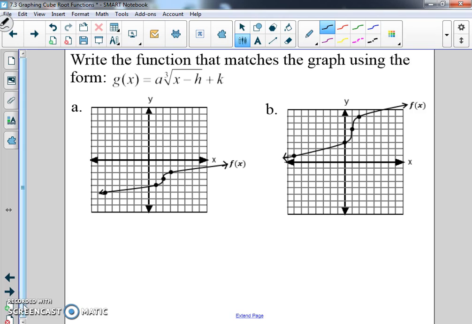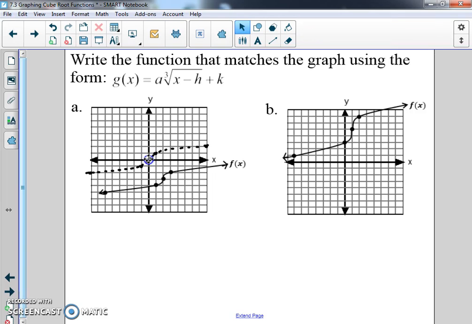In both cases, I'm going to draw in the original function here. Drawing in the original function, we're going to go through the points (0, 0), (1, 1), and then (8, 2) and (8, negative 2). So this would kind of be the original function. So let's think about what we did here.